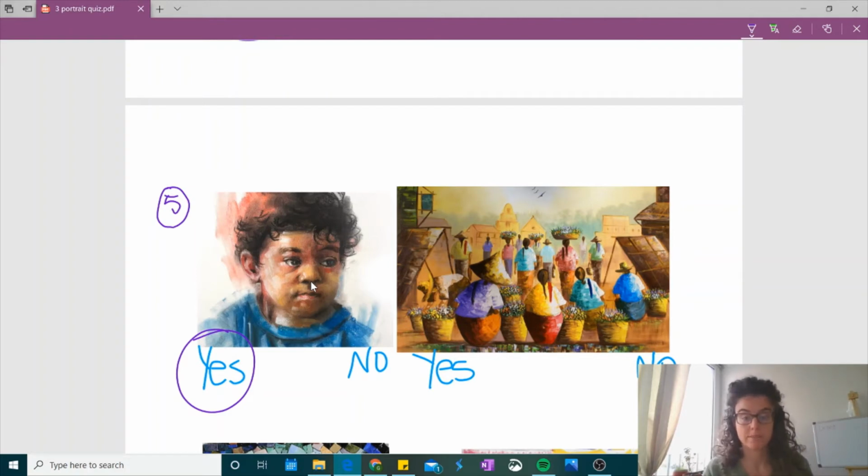of the portrait. How about this one here with these men and women, lots of different colors? What do you think?